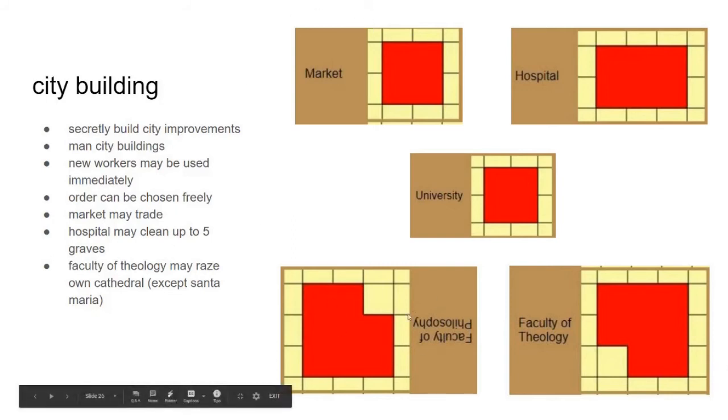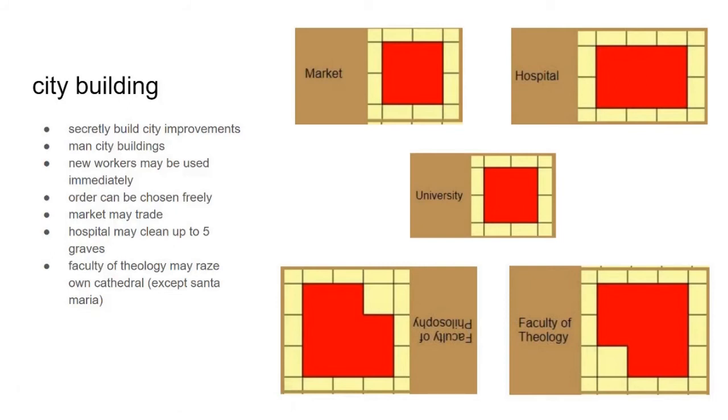Faculty of Philosophy is going to let you ignore the different requirement. So if you're building a house that requires two different foods and one luxury good, if the Faculty of Philosophy is manned, you can do two of the same food and a luxury good. You can ignore the D.